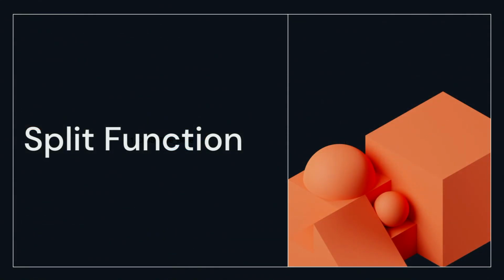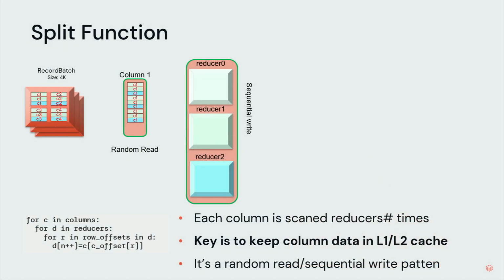And then let's talk about the split function. The split function is actually very, very sensitive, performance critical. There are several implementations. We can split the record batch by row, or by reducer, or by column. We have many tests, and eventually what we used is the 3 loops.